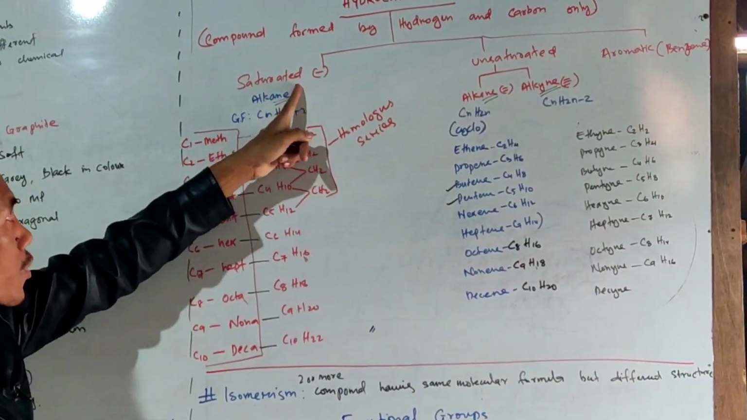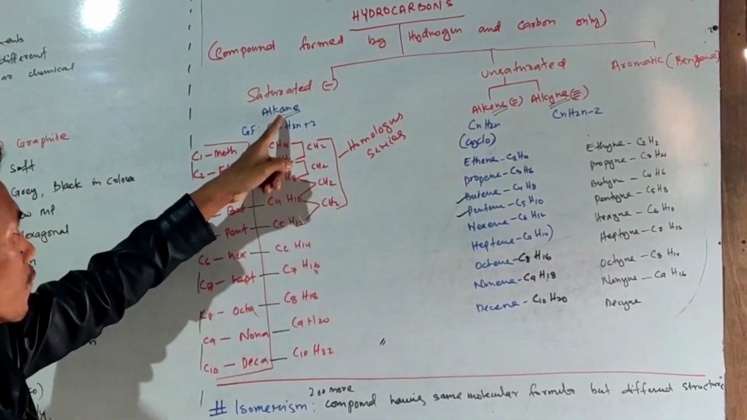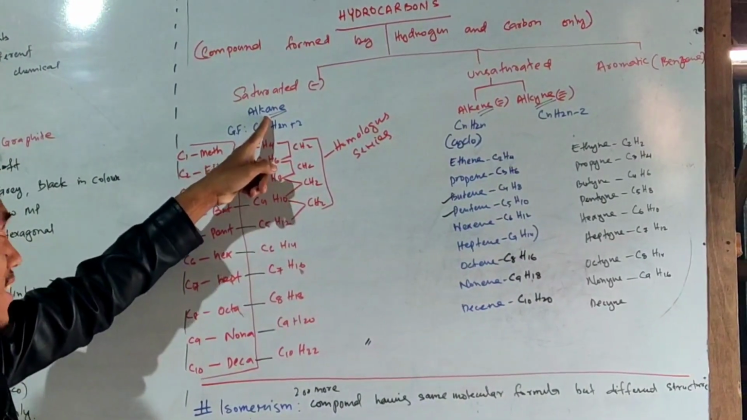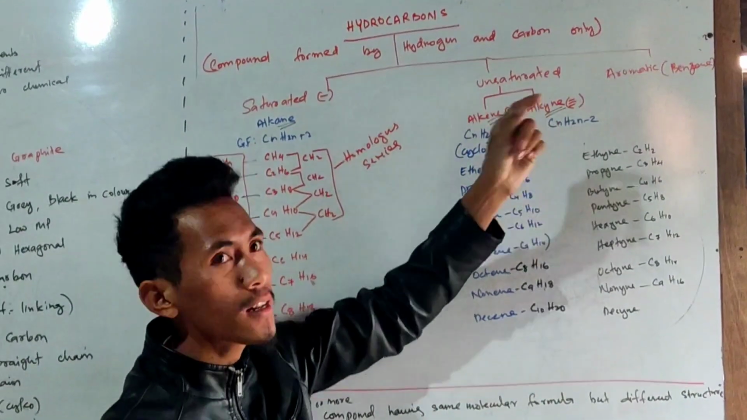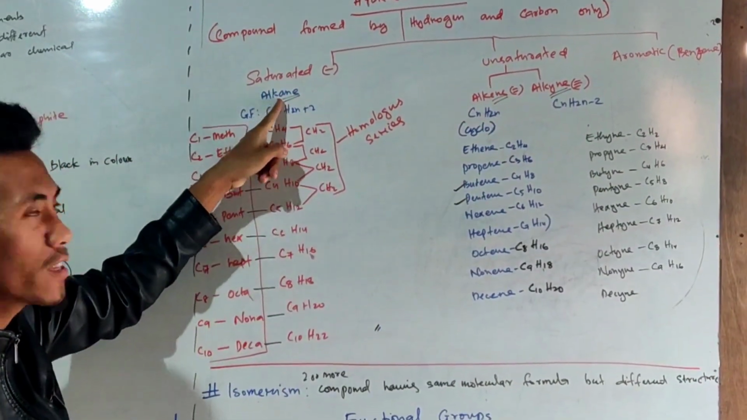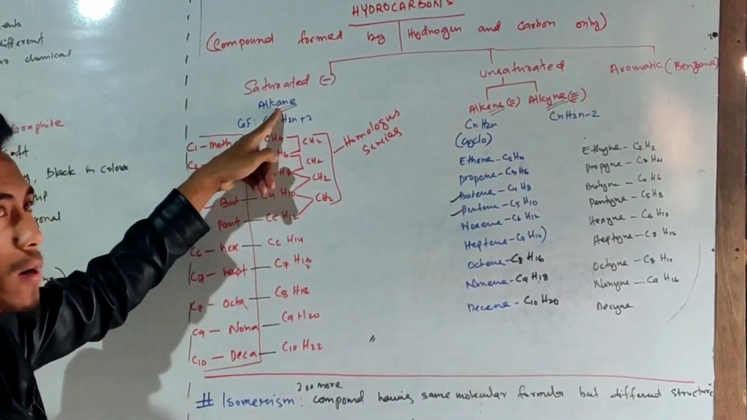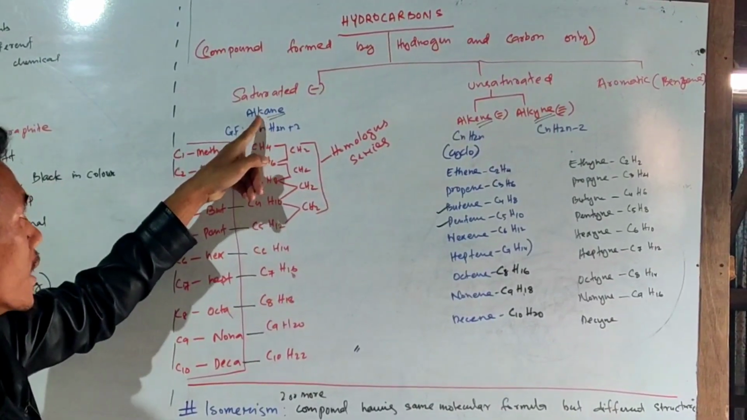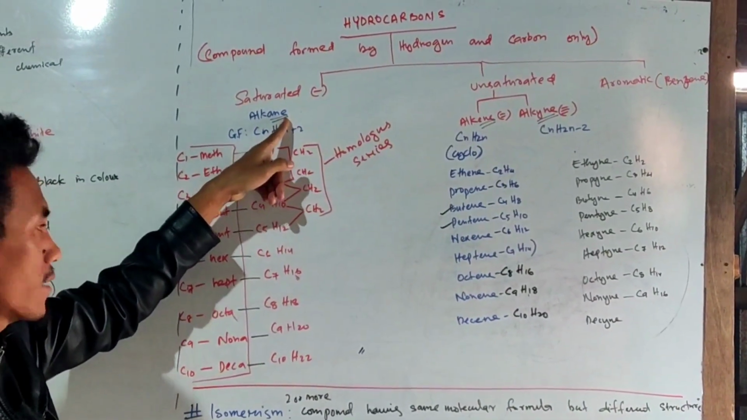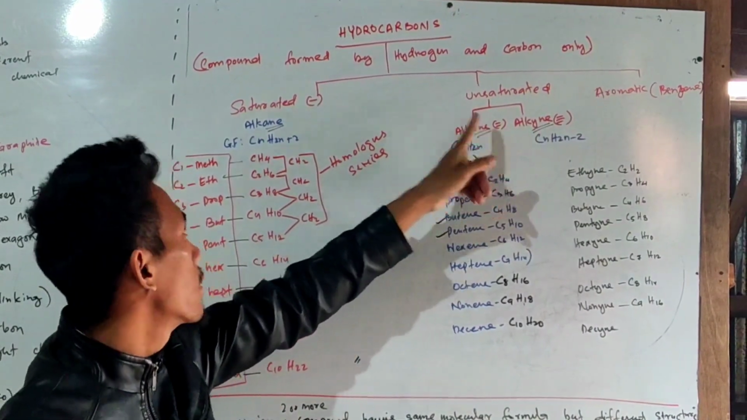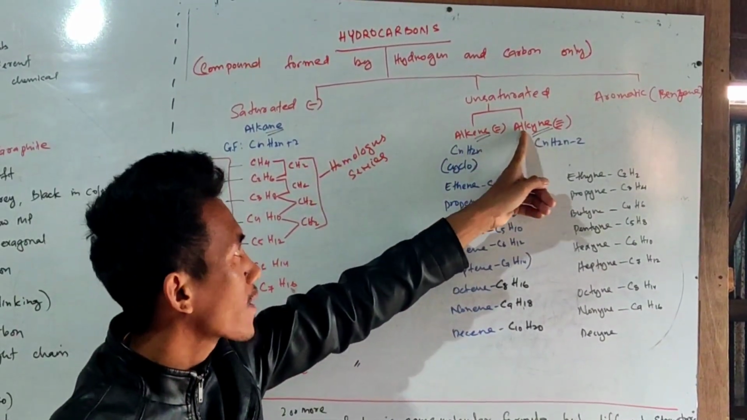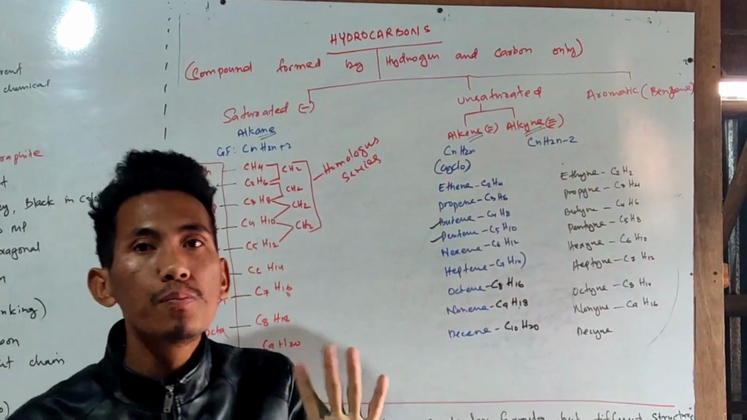Now, for saturated hydrocarbons, the first one is alkane. The unsaturated ones are mainly classified into 2 types, alkene and alkyne. Here you can see the first one is alkane, ending with ANE, and alkene means ENE, double bond. Alkyne, YNE, means triple bond, and alkane means single bond.